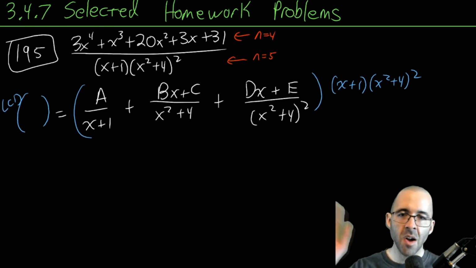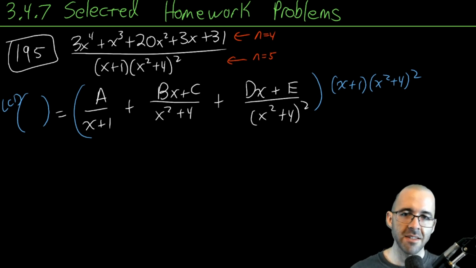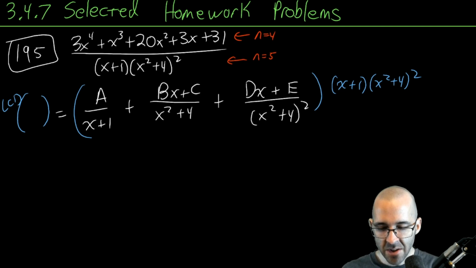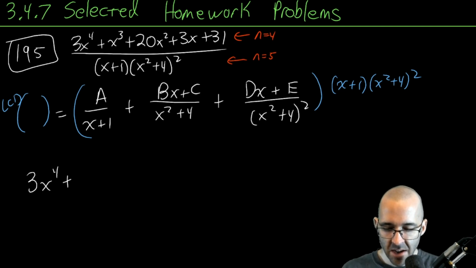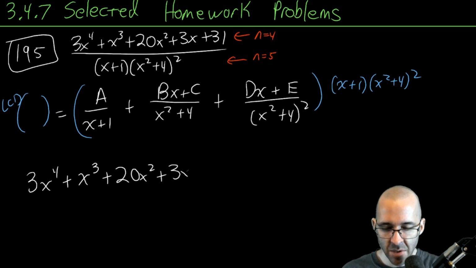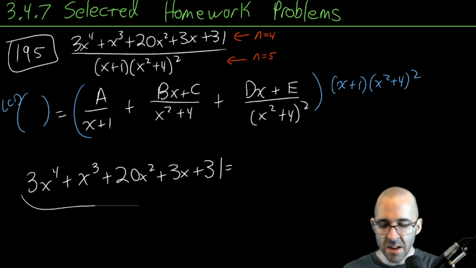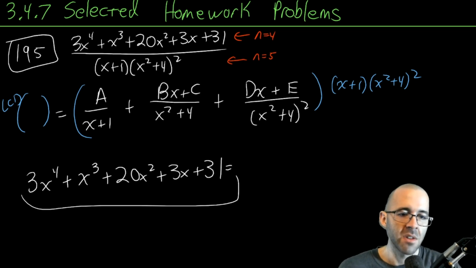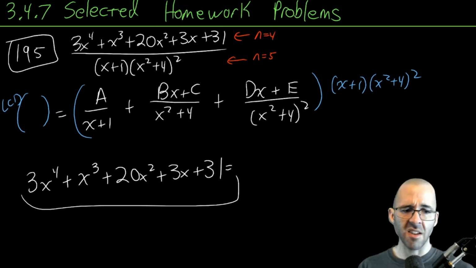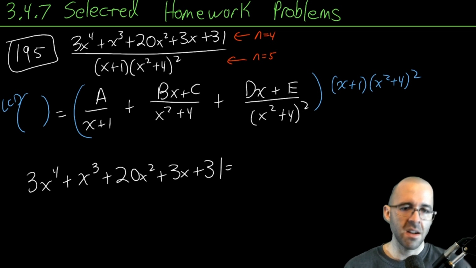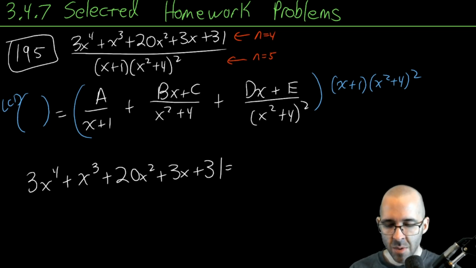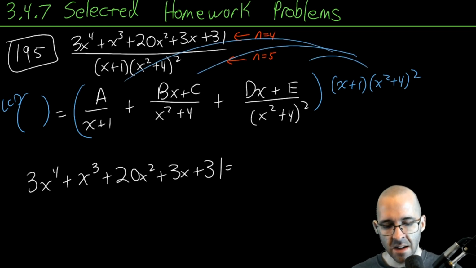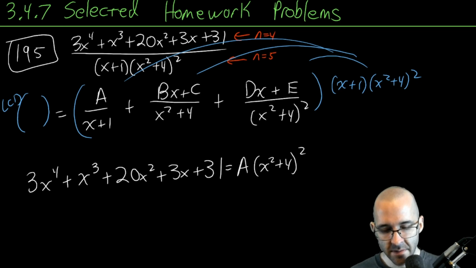The left-hand side will always just cancel those denominators. And on the left-hand side, we are just left with 3x to the fourth plus x cubed plus 20x squared plus 3x plus 31. Really, having a bunch of terms here doesn't make it much worse. There's a little bit more to write at the start, but the actual solving's not much worse. Now, when we distribute on this right-hand side, the x plus 1s are going to cancel on this first thing. We're just left with a times x squared plus 4 squared.